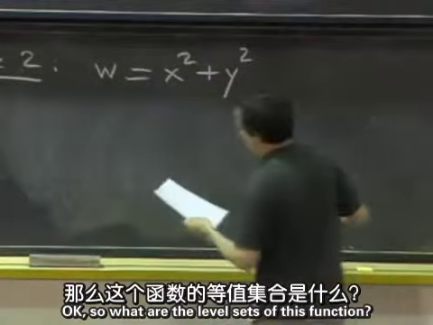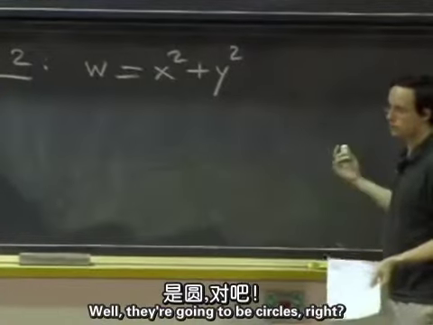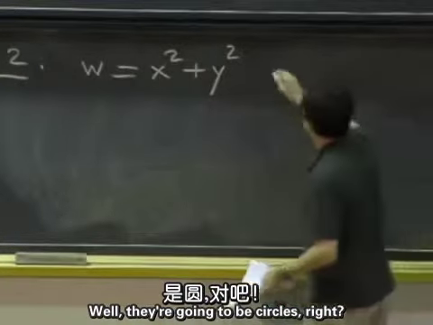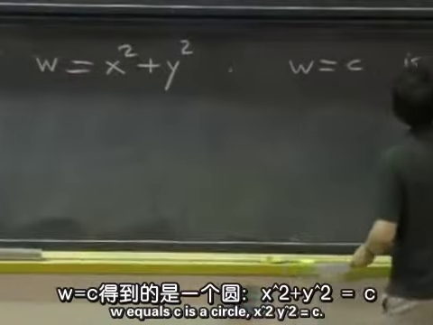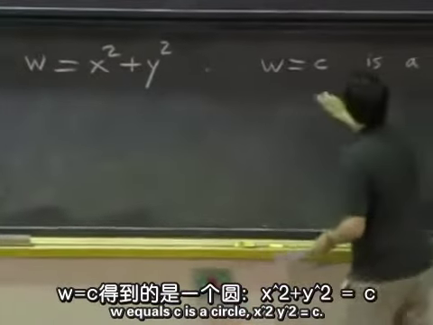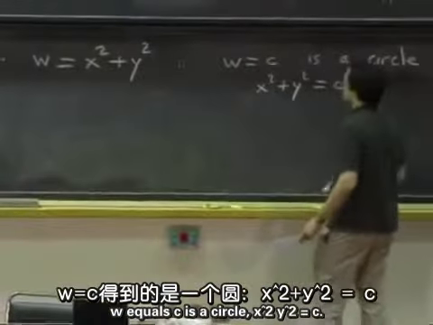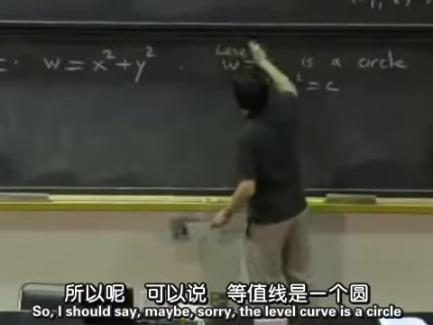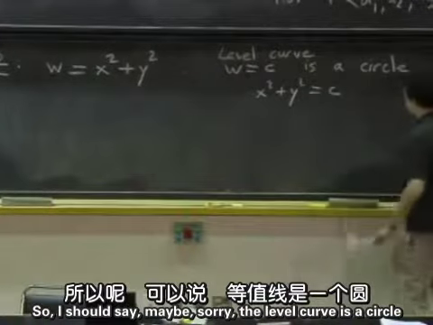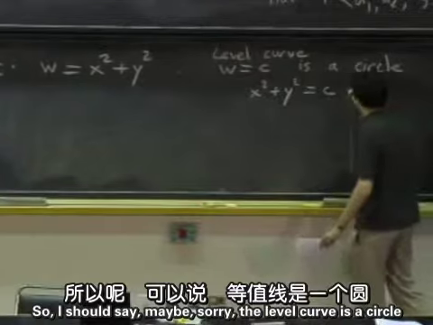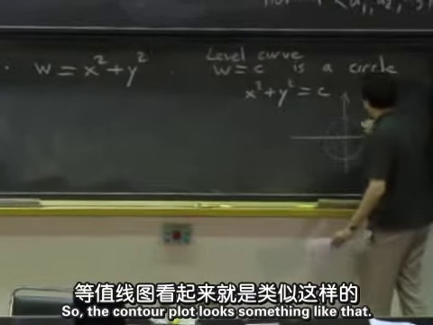Okay, so what are the level sets of this function? Well, they're going to be circles, right? W equals c is a circle. x squared plus y squared equals c. So I should say the level curve is a circle. So the contour plot looks something like that.